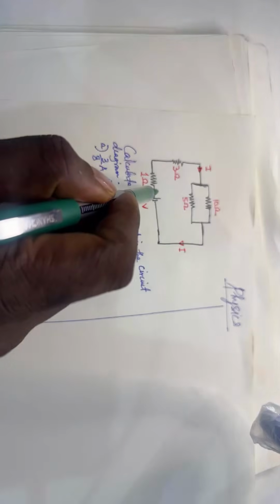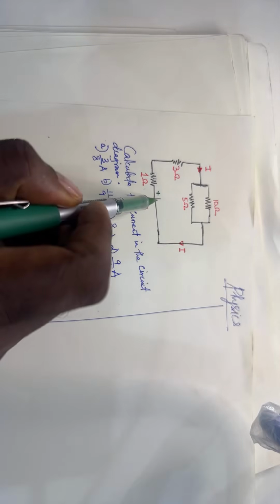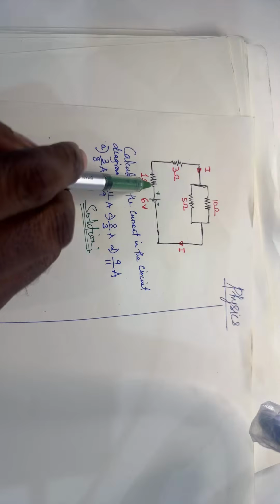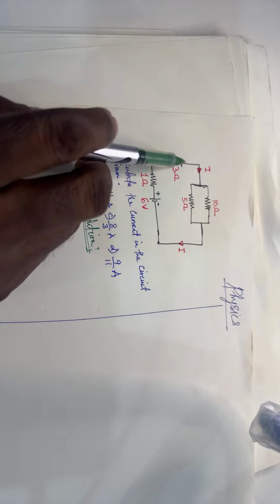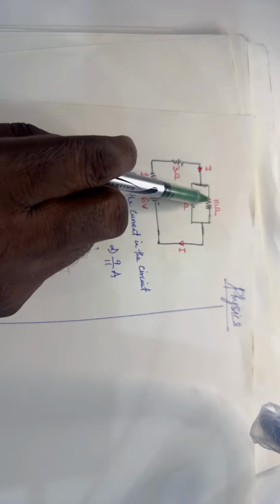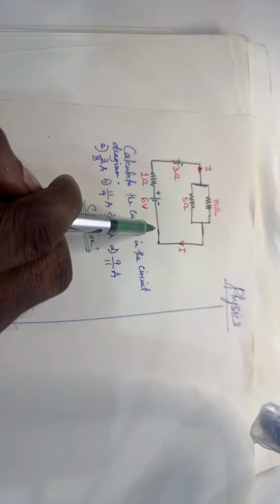So I indicate this long one as positive, and then this one will be the negative terminal. That means the current generates from this particular point, passes through this 1 ohm resistor and this 3 ohm resistor, and when it reaches this particular place, it divides through this 10 ohm resistor and 5 ohm resistor, then comes back like this, passes through again, and terminates at this place.